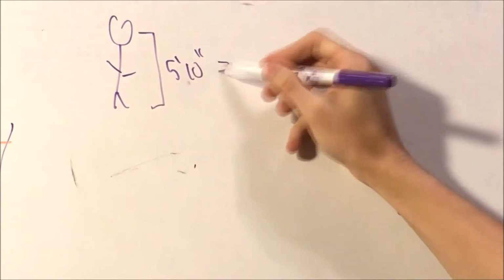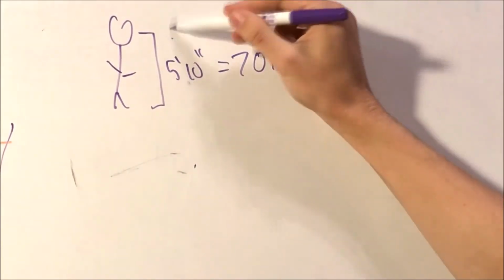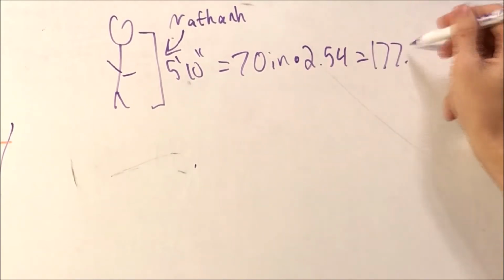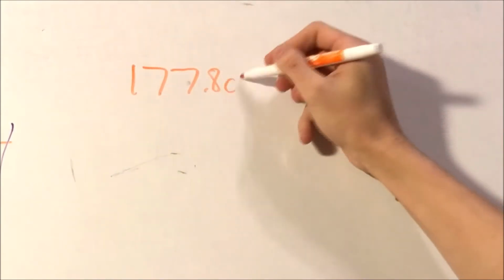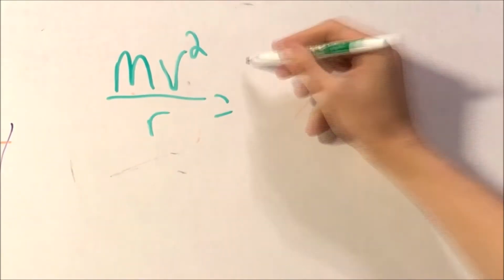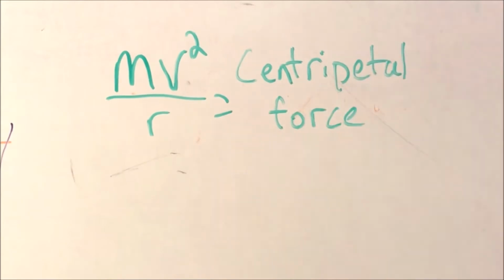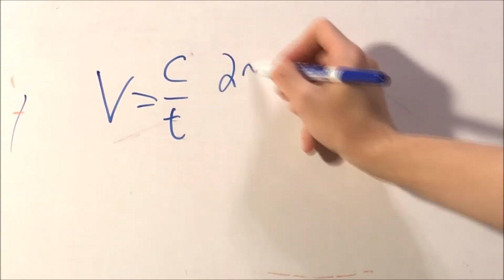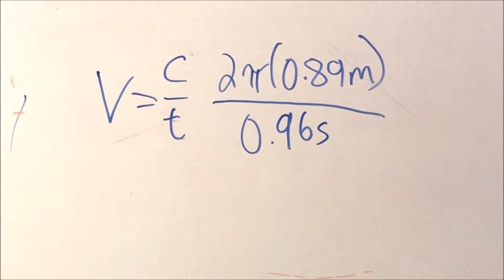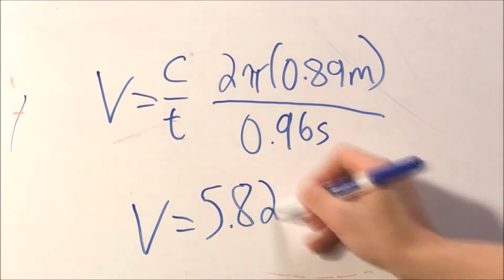We then found the height of Nathan in inches, then multiplied to find his height in centimeters. We then took half of his height in centimeters to find his radius, which is equal to half a wingspan. And we used the equation m v squared over r to find centripetal force. V equals circumference over time. Circumference is 2 pi times 0.89 meters over 0.96 seconds, which was found from the video. Velocity equals 5.82 meters per second.